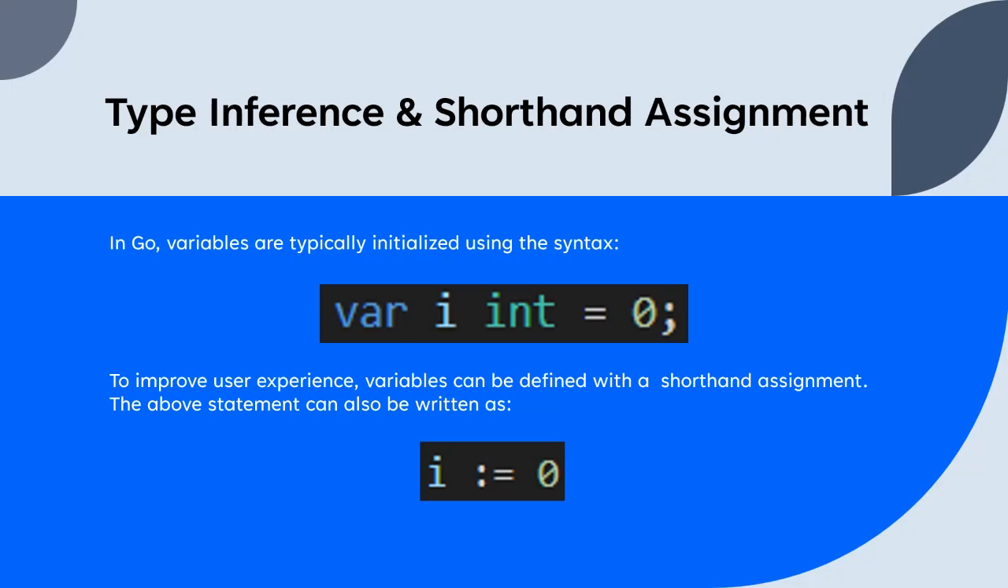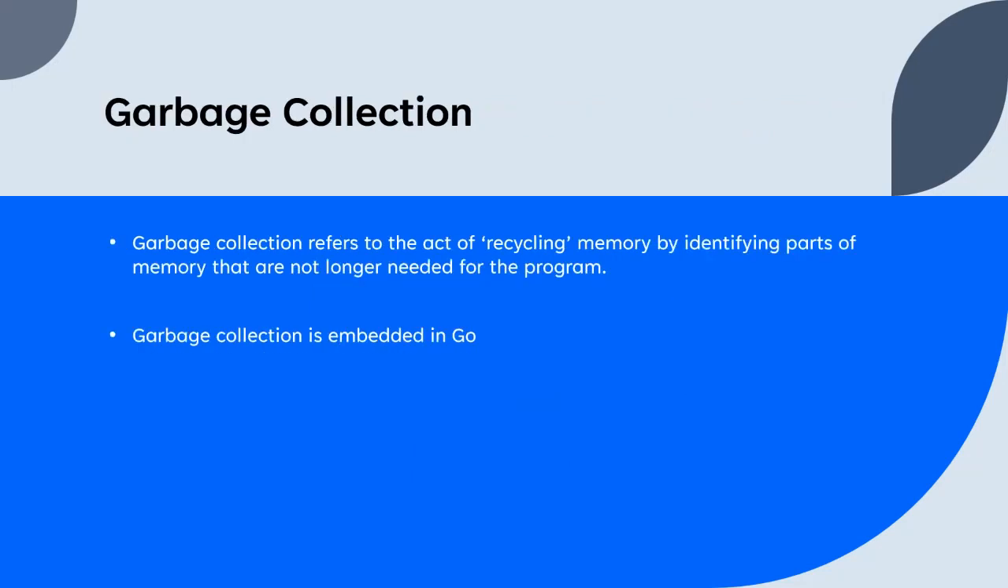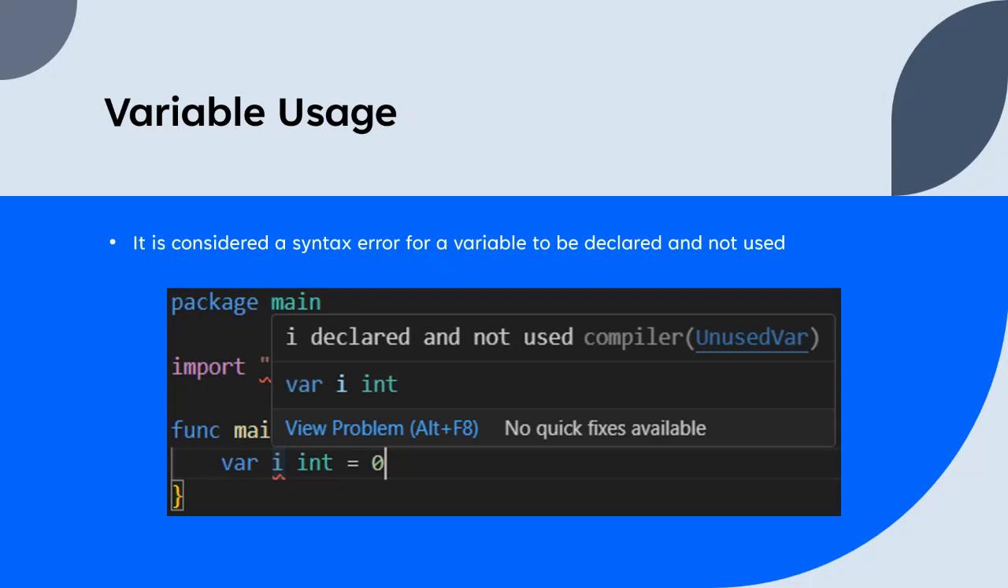Because Go has been a major player in the programming industry, the developers included many enhancing features to help with large-scale projects. One of Go's primary features is its built-in garbage collection. Garbage collection refers to the act of recycling memory by identifying parts of memory that are no longer needed for the program. Memory is a finite resource, which means it must be carefully handled and recycled to ensure that a program does not run out of memory. In Go, it is a syntax error to define and initialize a variable and not use it within your program. This prevents wasting memory, a precious resource in programming.